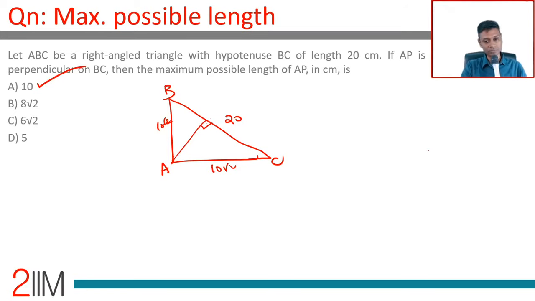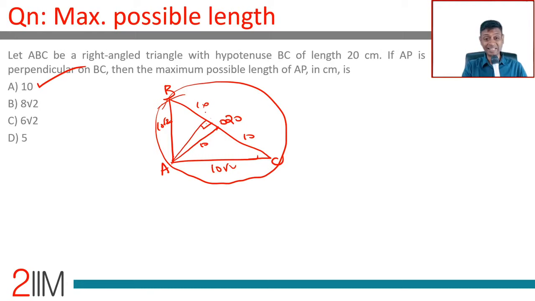Another way of thinking about it, if you draw a circle around this, that's the circumcircle, and BC will be the diameter for that. So from here to the circumcenter, that will be the radius. Circumradius is 10. If you look at this triangle APQ, the hypotenuse is 10. AP is one of the sides containing the right angle. What is the maximum AP can be? That can be 10 when AP rests on this, so the maximum is 10.